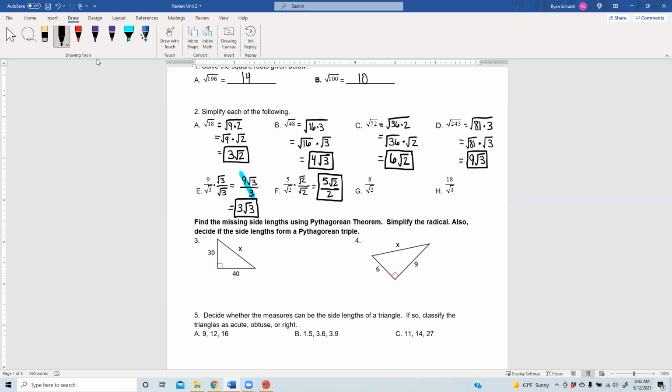For G, the square root of 2 is on the bottom. So I multiply that on top and bottom. I get 8 square roots of 2 over 2. I want to look to see if I can reduce. Can I divide 8 by 2? Yes. That gets me 4 square roots of 2.